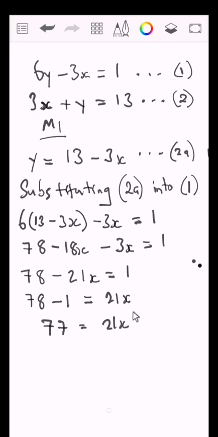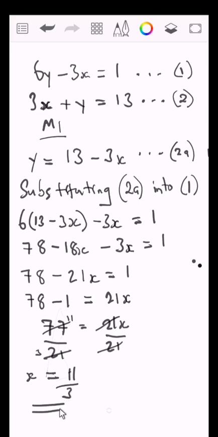Then to isolate x, or rather to find x, we are going to divide both the left and right with 21. The effect is 21 here cancels out, equal to, then we need a factor which divides into both 77 and 21. It's 7. 7 into 21 gives us 3, and 7 into 77 it's 11. So x is equal to 11 over 3. This is our solution for x.